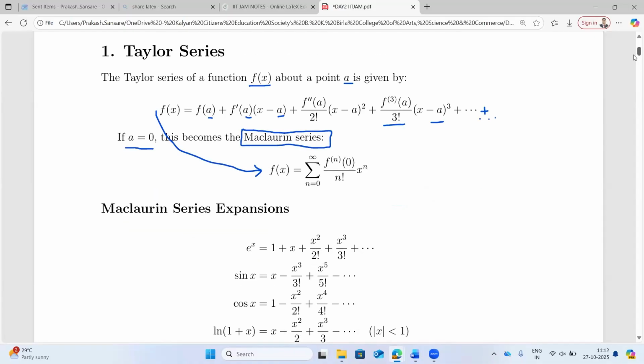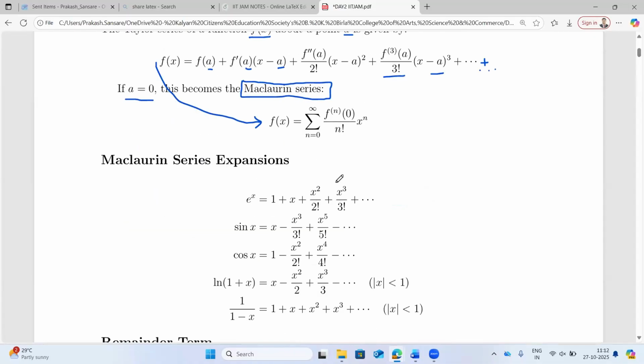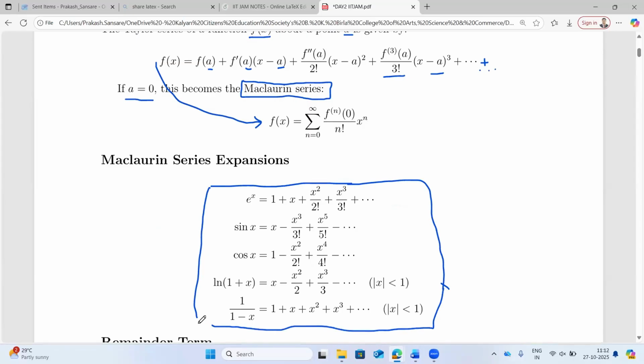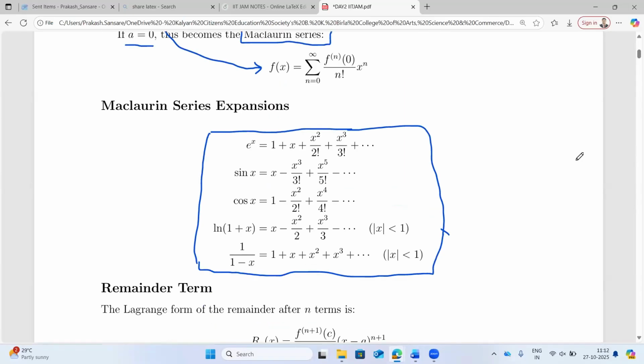I strongly suggest students kindly note down or memorize these standard Maclaurin series. The Maclaurin series are basically all Taylor series expansions only, but at x equal to 0. So one can definitely get this expansion easily.